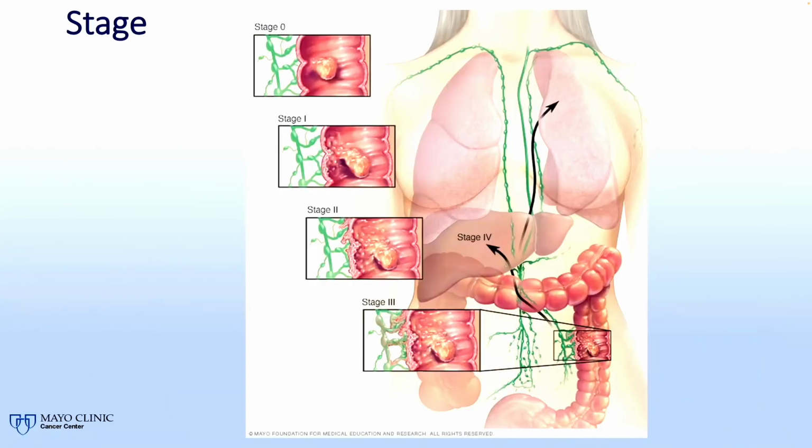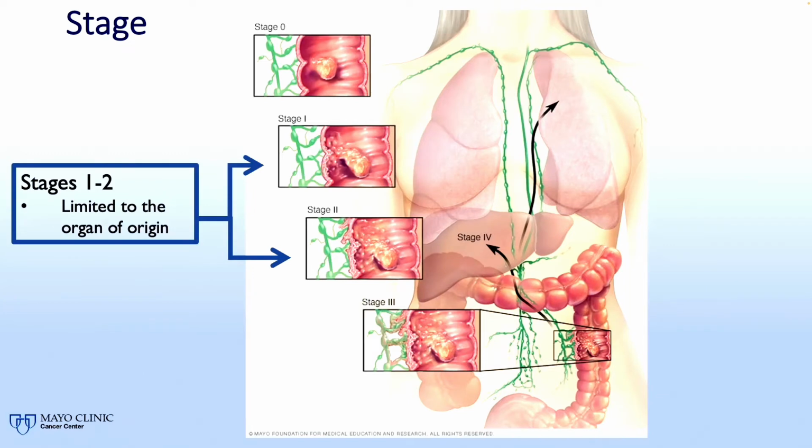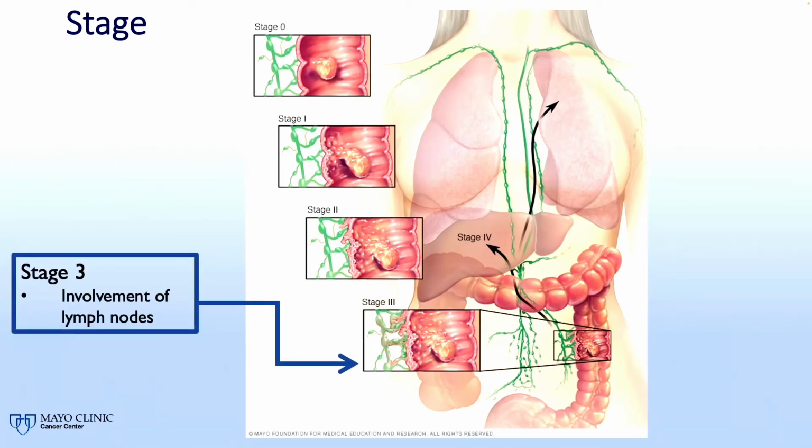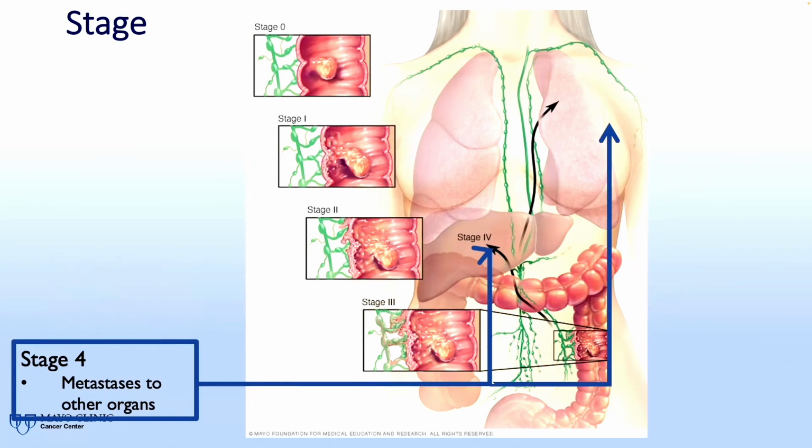So this is how that looks. Stage 1 and 2 are limited to the site of origin of the tumor. Stage 3 is when it's in the lymph nodes. If this is, for example, the colon, you can see the lymph nodes around the colon. Stage 4 is when it's gone to the liver and lungs.